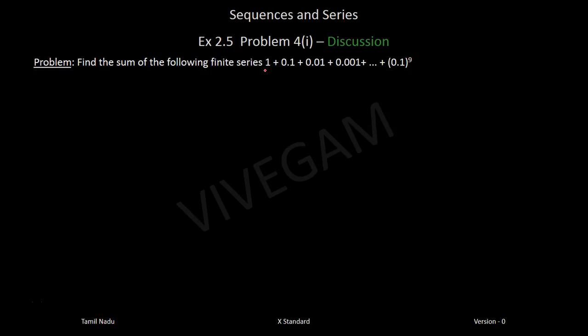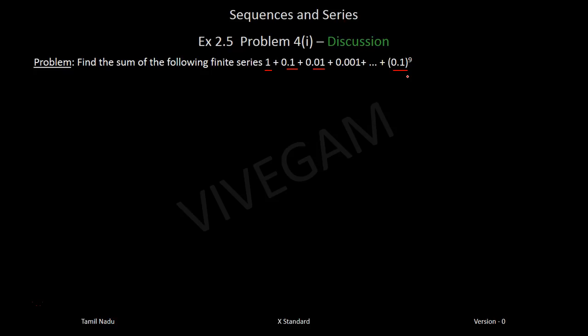So A is 1, T2 is 0.1 and T3 is 0.01, and the last term, the nth term, or L, is equal to 0.1 to the power of 9. A finite series means it has a finite number of elements, because the end point is given. So it is finite. If the end point is not given, it's infinite, because we won't know at which point the series is going to end. Okay, so the end point is given here.